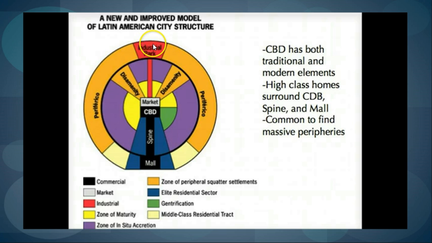You do have industrial, but then you also have that channel right towards the market, and the market's actually going to be with the central business district. There's that commercial spine, shopping, all that good stuff, elite neighborhoods. Okay, so there you go.